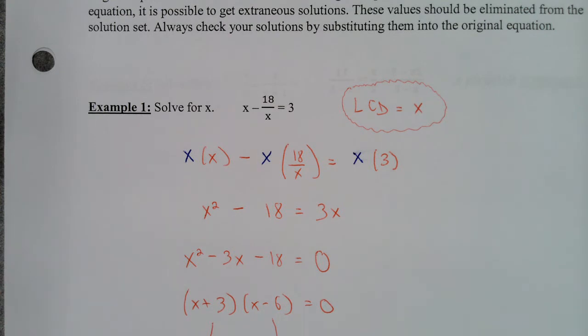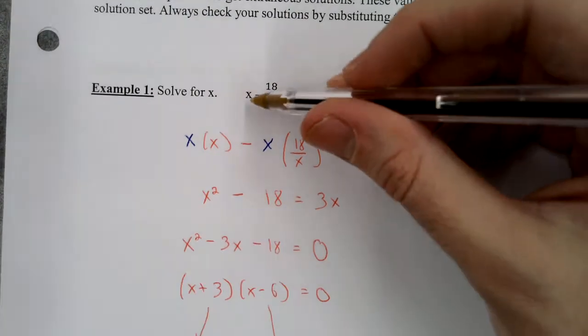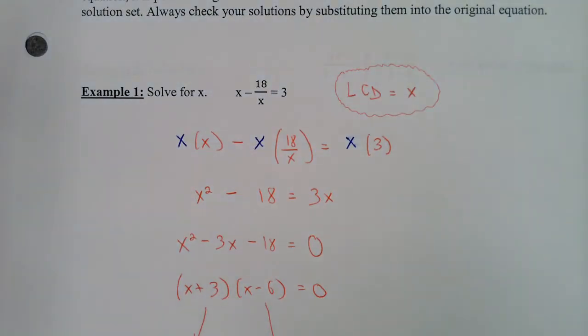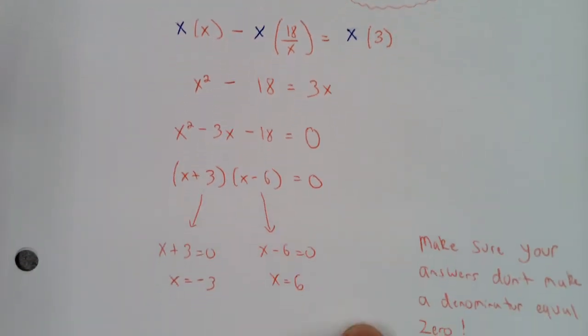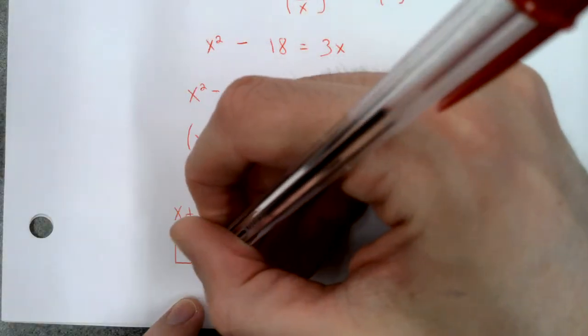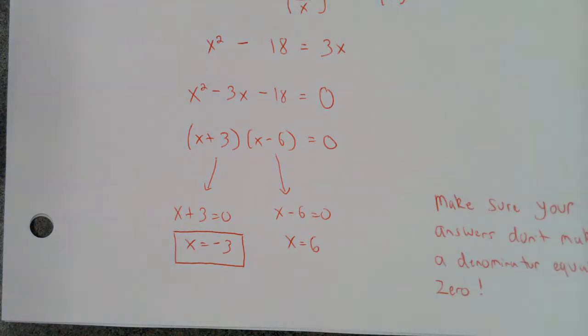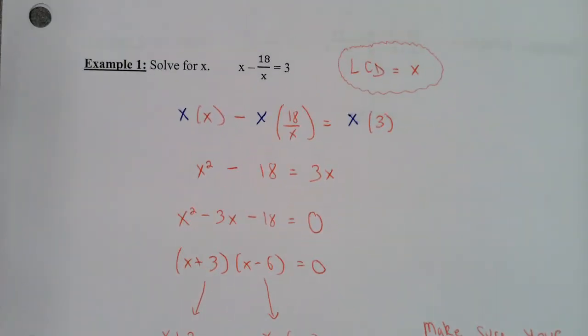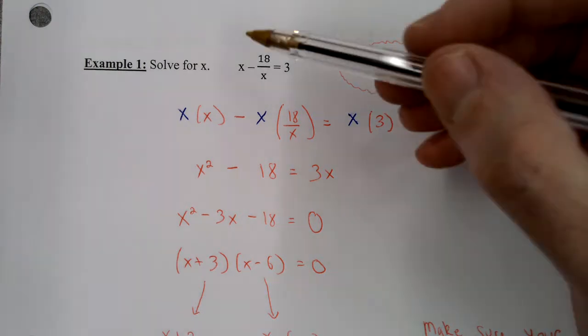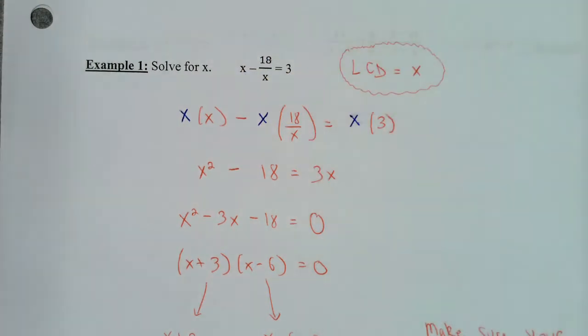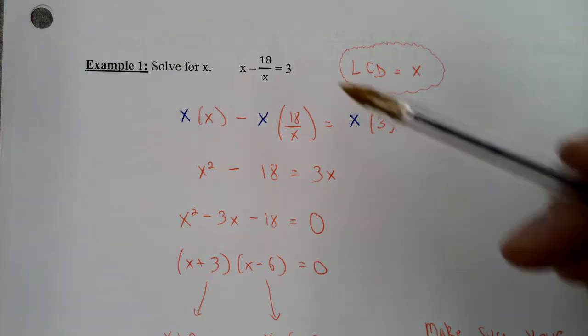If you want to double check it, it's not a bad idea. If you do x equals negative 3, you're going to have negative 3 minus 18 over negative 3. So it'll be negative 3 plus 6, which equals 3. That one works. And for the solution x equals 6, that does not make any denominators equal 0 either. So that one's going to be fine. Well, let's just double check. 6 minus 18 over 6 is the same as 6 minus 3, which equals 3.